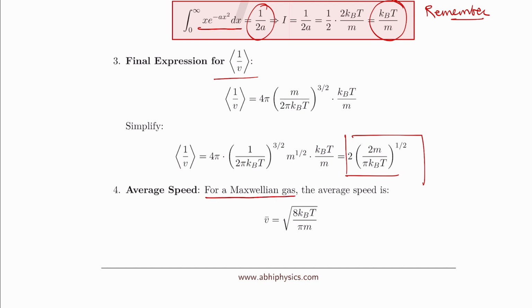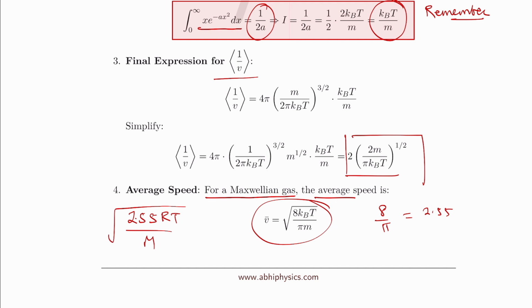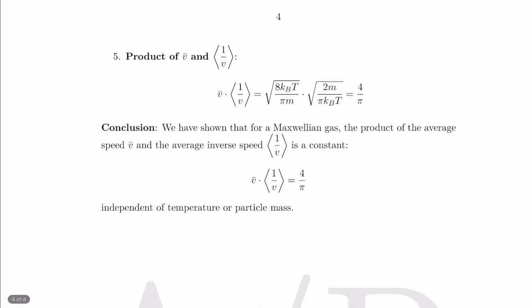And we know that for a Maxwellian gas, the average speed is given by 8 kT by pi m, and this 8 by pi turns into 2.55. This is what we were using in the previous problem as well. So it is 2.55 RT by molar mass, or you can use 2.55 kT by small m, that is the mass of one molecule only. So molar mass and molecular mass are different. Molar mass means the mass of anything which has Avogadro number of the content. So when you multiply them, you are going to get the value which is 4 by pi, hence proved the statement of the question.